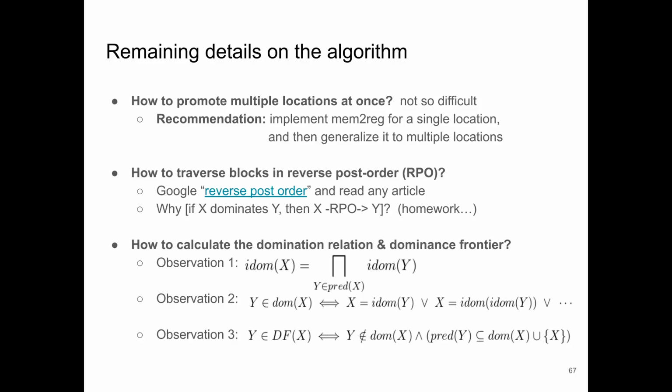So here are the remaining details of the algorithm, which will be discussed in a later lecture. The first thing to discuss is how to promote multiple locations at once. If you see the example IRs in the KCC repository, you can see that multiple locations are simultaneously promoted. My advice is that it is not that difficult. You can just process all the locations at the same time. But I recommend you implement mem-to-reg for a single location and then generalize it to multiple locations.